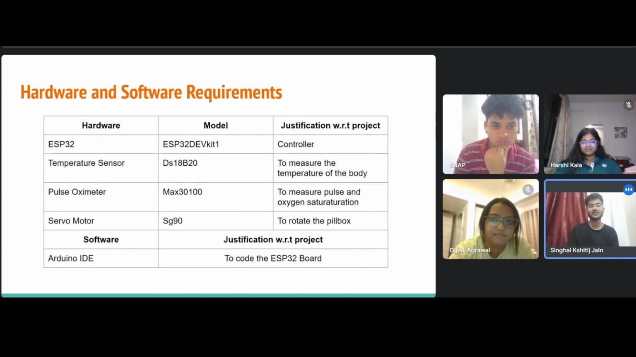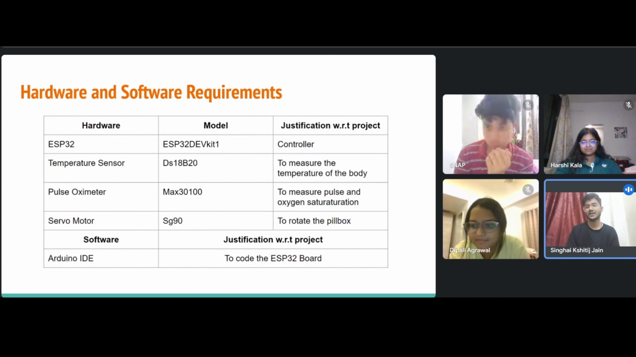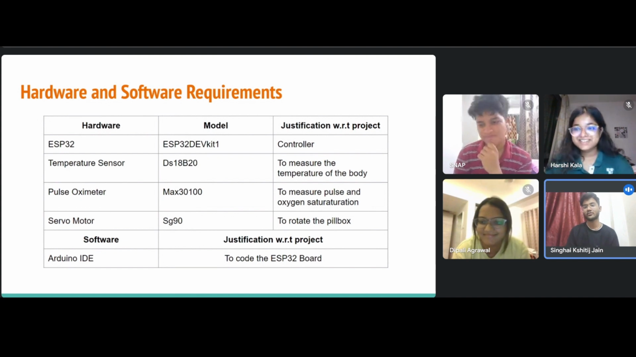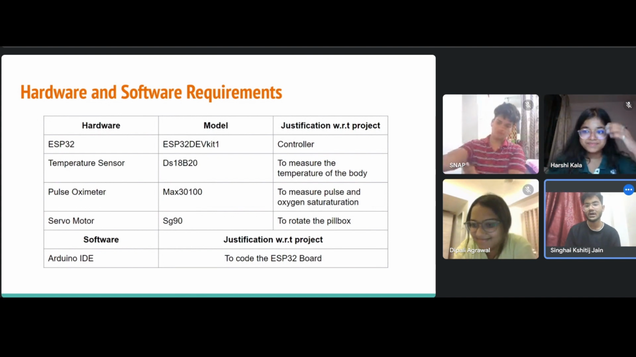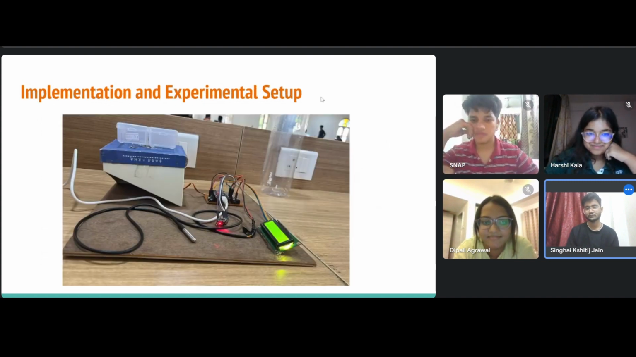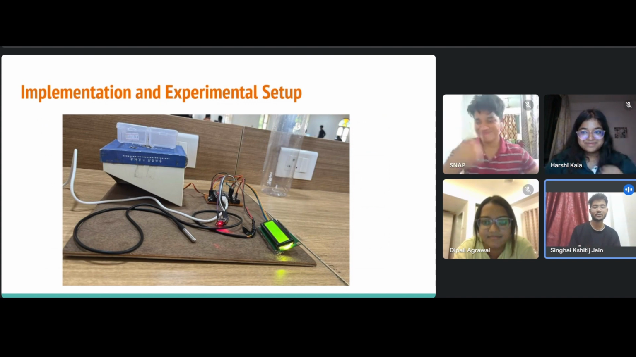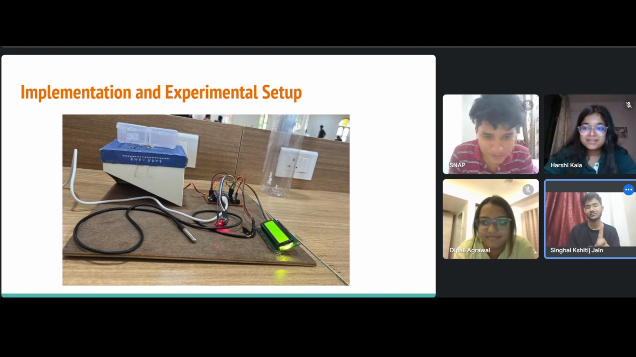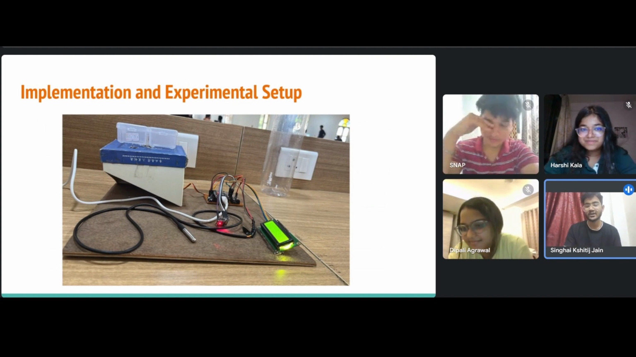Hardware systems: we are using the ESP32 microcontroller, temperature sensor, pulse oximeter, and a servo motor connected to the pillbox so that it rotates at the given time. And also we are using the Arduino IDE. Implementation and experimental setup. This is all our experimental setup. We can see the LCD connected, the temperature sensor, and also the pillbox with servo motor on it.